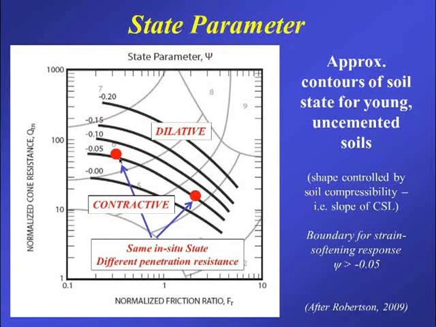The same state parameter will essentially have the same response to loading, both monotonic and cyclic. Jeffries and Been had suggested that although intuitively you would think a state parameter of 0 is the boundary between contractive and dilative, it is actually a little bit on the dilative side, and roughly a state parameter of minus 0.05 is the boundary between dilative and contractive behavior.